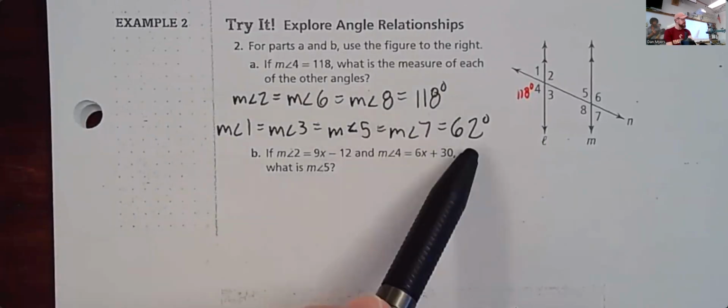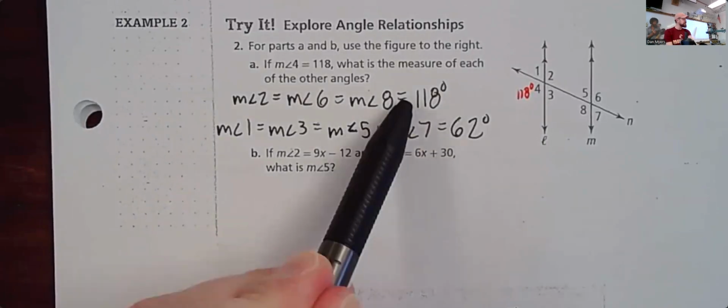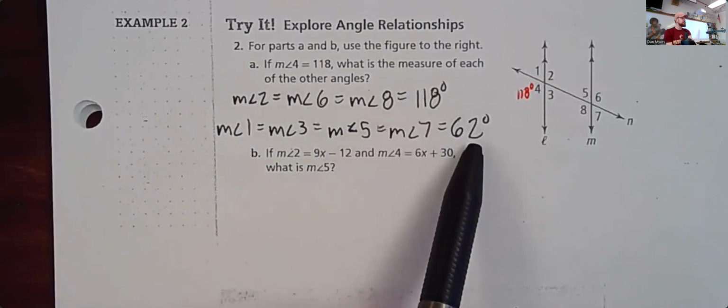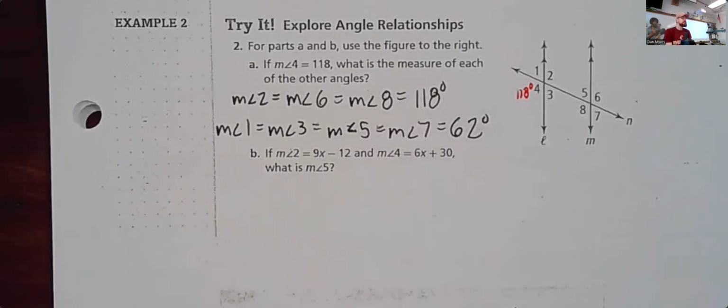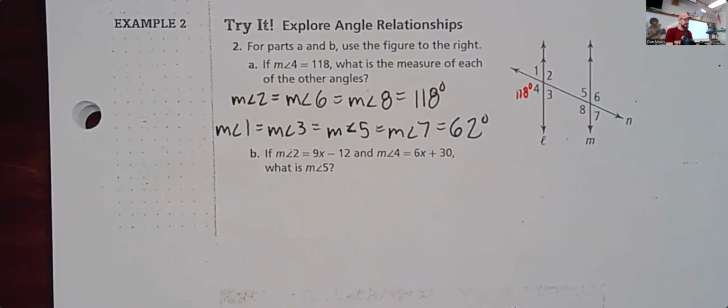118 plus 62 equals 180. 4 of the angles equal 118. The other 4 equal 62. So in any diagram like this, there will only ever be 2 different angle measurements. It will get more complex as we go on, but we're just kind of building some stuff right now. Any questions about that?